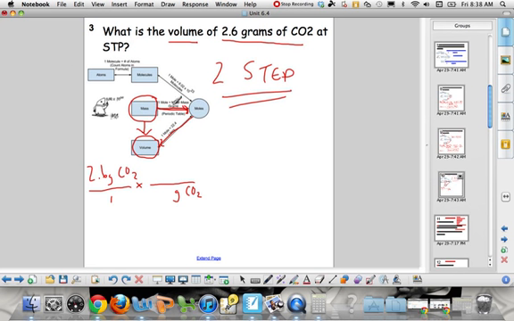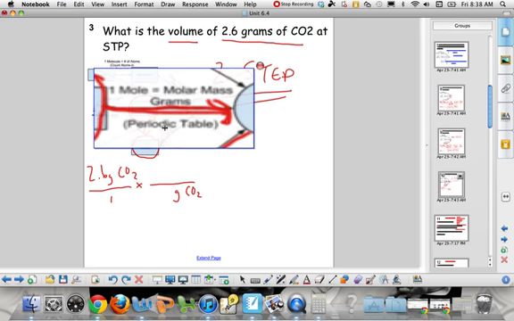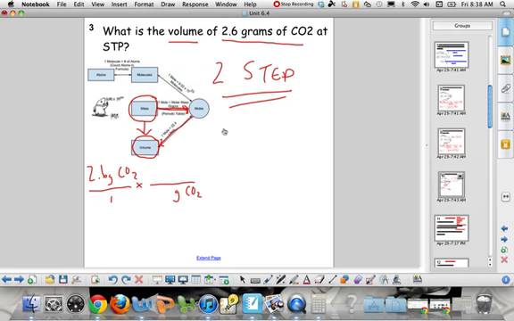Well, let's jog our memory from the last one. It says right here in my conversion factor that 1 mole is equal to the molar mass in grams from the periodic table. I got to look it up on the periodic table. So when I look it up, I have CO2, I have carbon, I have oxygen. There is 1 carbon here, and there are 2 oxygens here.